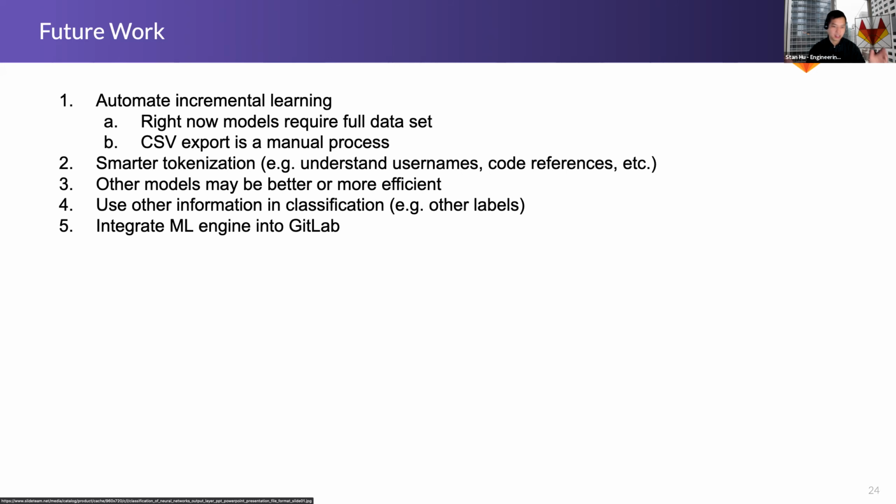Code references, we mention code all the time, but like I said, it doesn't really have any knowledge of what it means to be a Ruby method and things like that. So things like that can really improve your training outcomes. The model I show is a pretty complex model. It takes a while to train, but there may be simpler ones that are just better and less energy intensive. And then the classification doesn't even pay attention to the label.